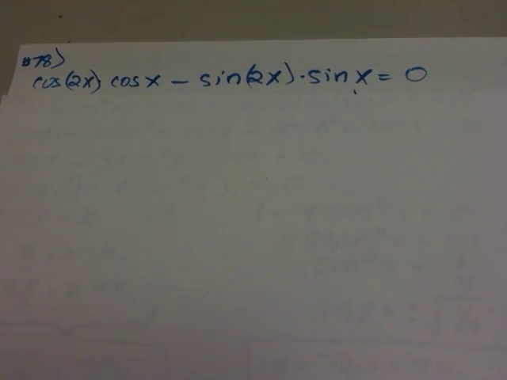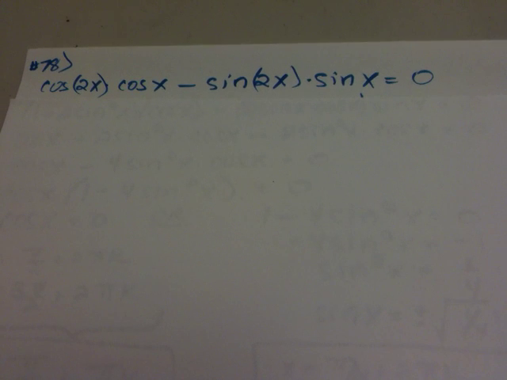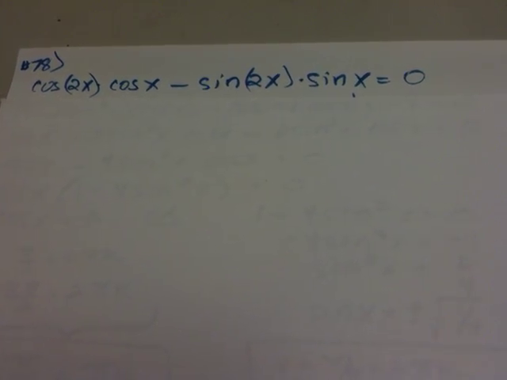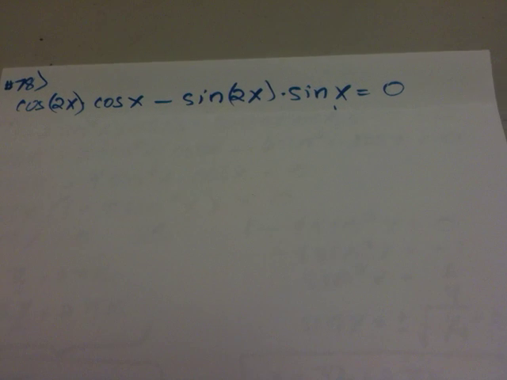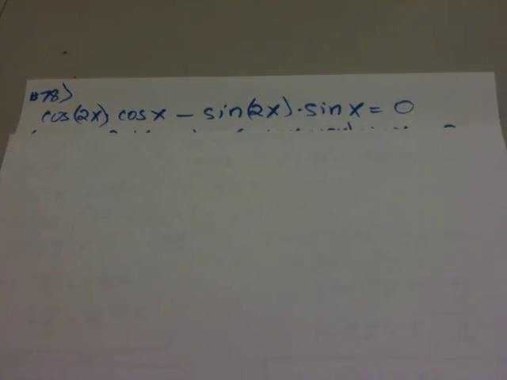So with cosine of 2x, I'm going to actually use one of the double angle identities there. With the sine of 2x, I'll use the double angle identity. There's only one version to use there.